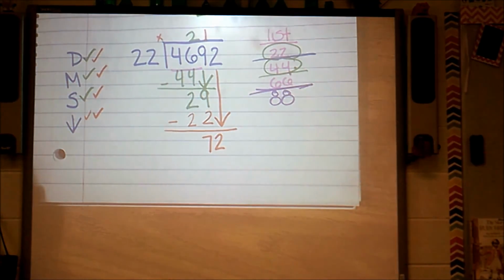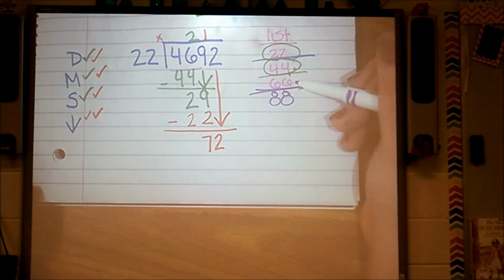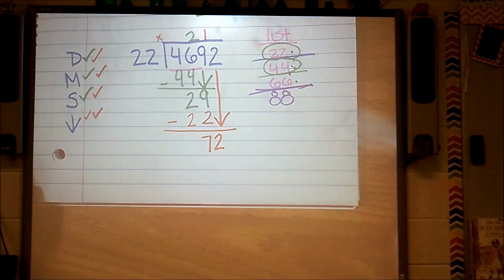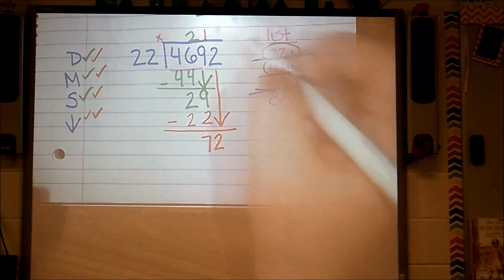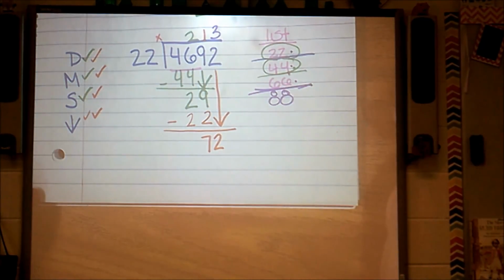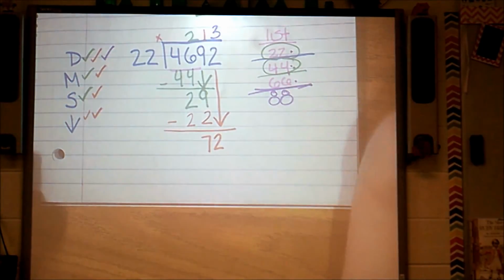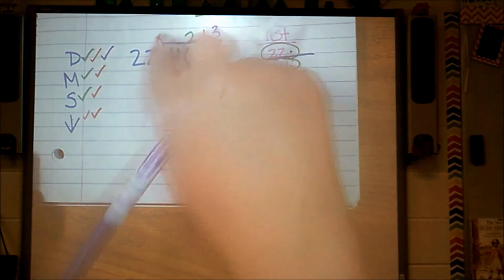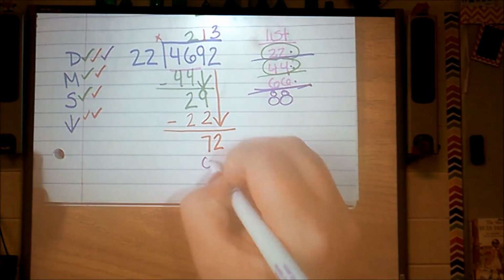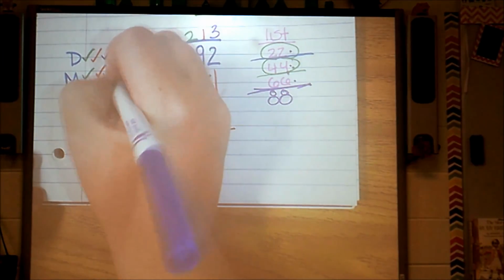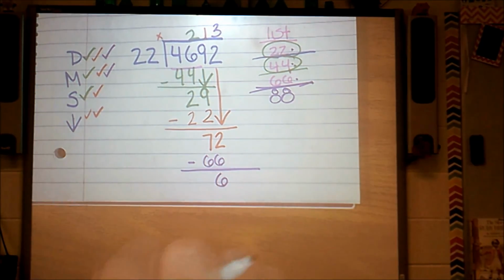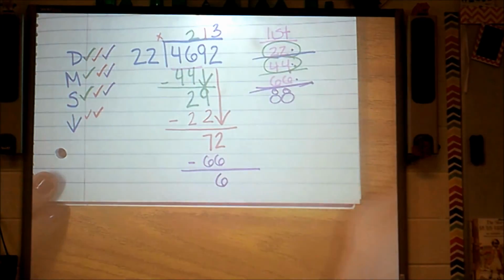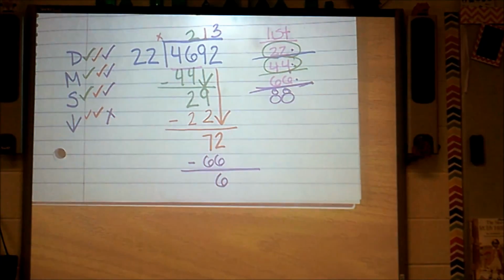I count the numbers on top of my line. 1, 2, 3. 22 can fit into 72 3 times. Check it off my list. Keep on going. The digit I just put up times 22 is 66. Subtract: 72 minus 66 is 6. There's nothing to bring down, so I am finished.